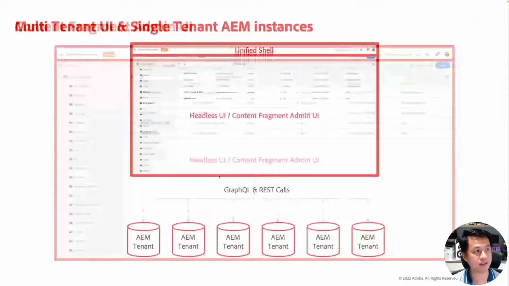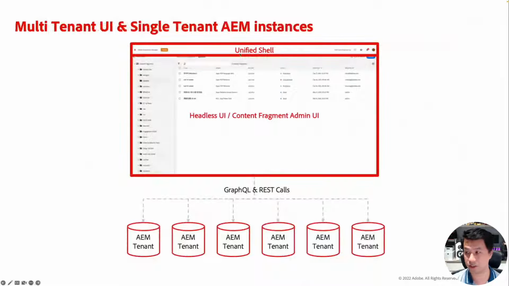From the URL or from the context stored in the unified shell, this UI is able to call the right AEM instance and then fetch the content you want. That means it's actually a multi-tenant UI. Behind the scenes, it's leveraging the GraphQL core to your AEM tenant and is able to perform the functions of the content fragment.